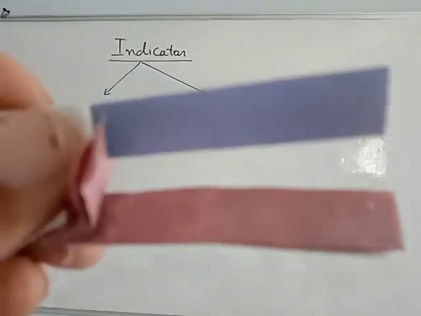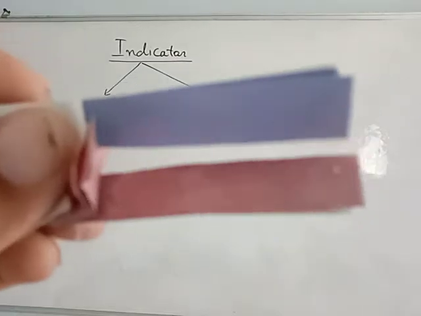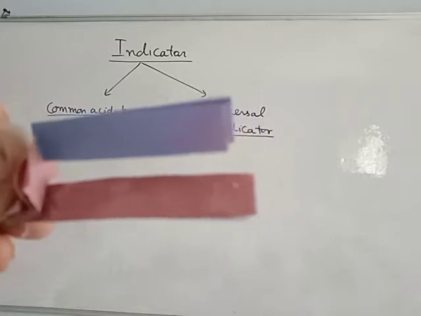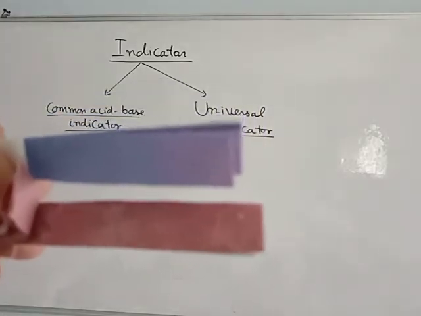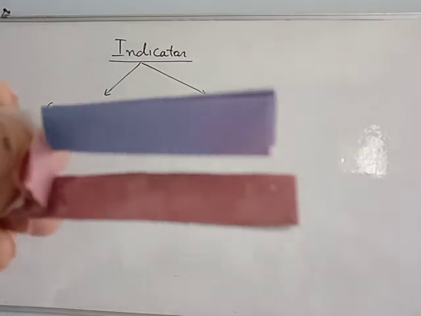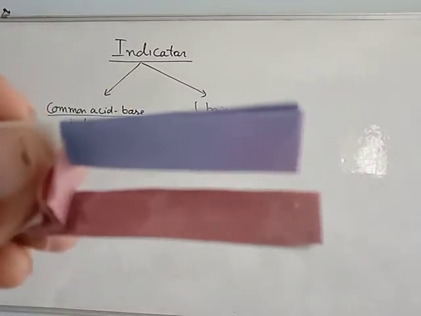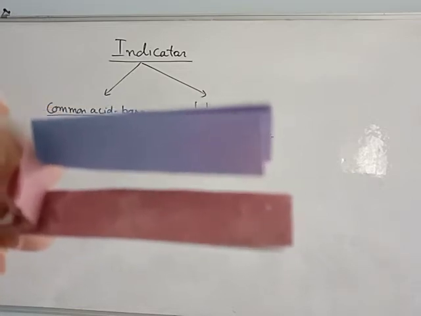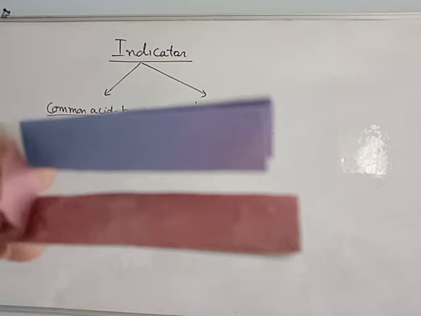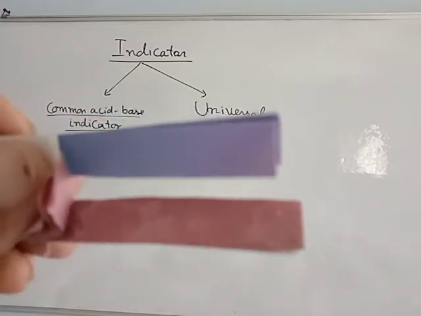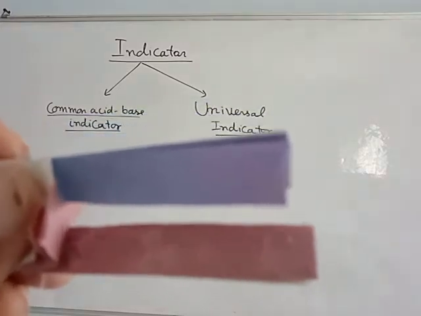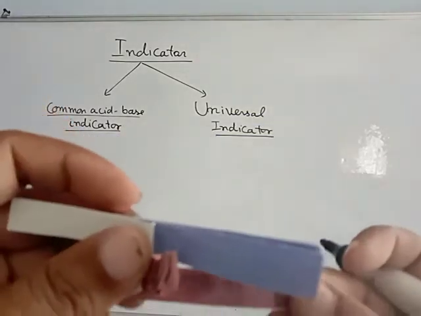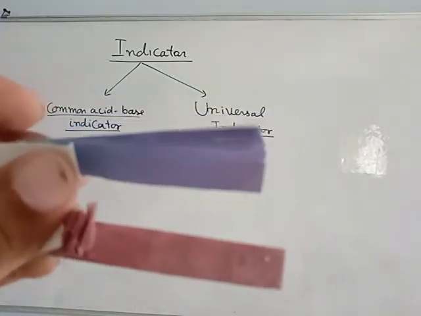You can see there is a blue litmus paper and a red litmus paper. With the help of litmus paper, we can get information that the substance is either acid or base. But we cannot get information about the pH value of the given acid or base, or whether it is a strong acid or strong base. Only the nature of the solution can be predicted with the help of litmus paper.